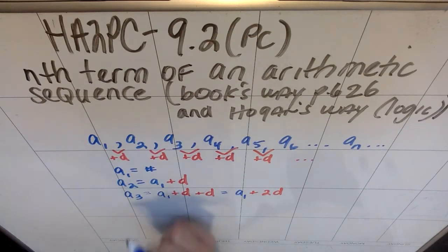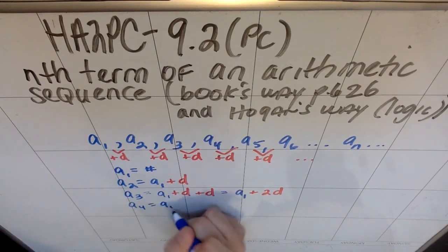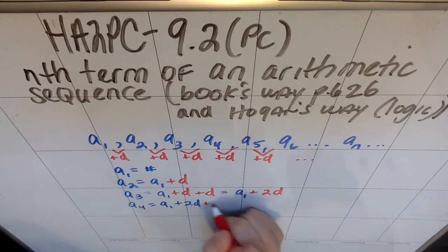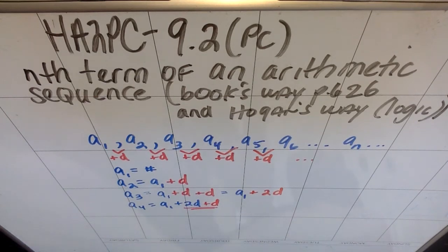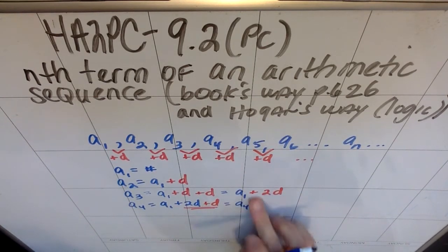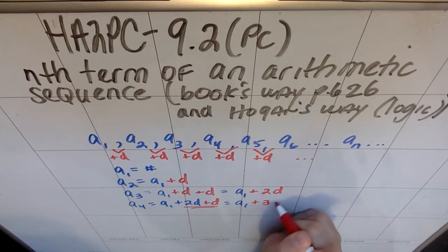And then to get a sub 4, I would take this term, which was a sub 1 plus 2d, and I would add another difference to it. So it seems to me that to get the fourth term, I would do a sub 4 plus 3d. Or, sorry, a sub 1. My bad, guys. Sorry, switching marker colors sometimes makes my brain overload. All right, plus 3d, right?